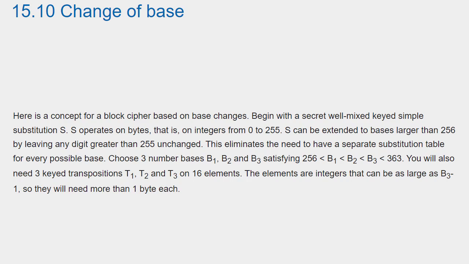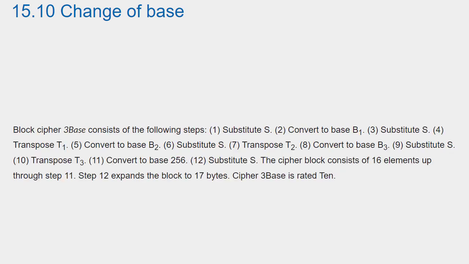Choose 3 number bases, B1, B2 and B3, satisfying 256 is less than B1, is less than B2, is less than B3, is less than 363. You will also need 3 keyed transpositions, T1, T2 and T3 on 16 elements. The elements are integers that can be as large as B3-1, so they will need more than 1 byte each. Block cipher 3-base consists of the following steps.